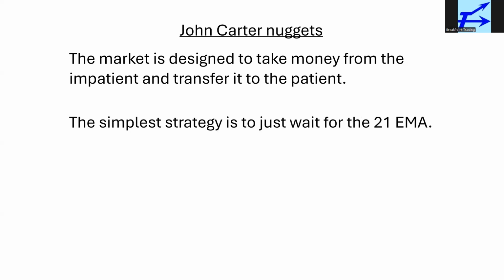The next one is the simplest strategy is to just wait for the 21 EMA. I cannot tell you how many times he said that. Just wait for the 21. And he does that all the time. He says he will not jump into anything until it's back to the 21 EMA. Either it's pulled back and bouncing off of it, or it's below it and coming up and crossing to the north of it. But the 21 moving average for him is the key.